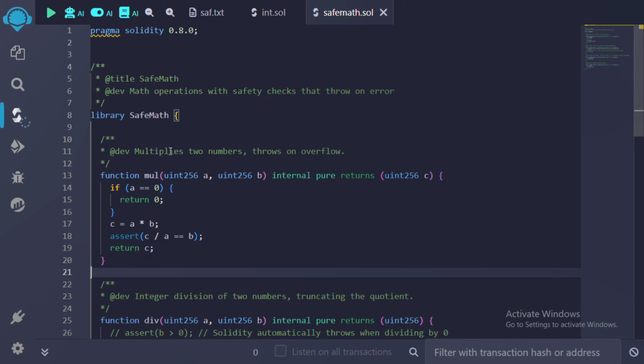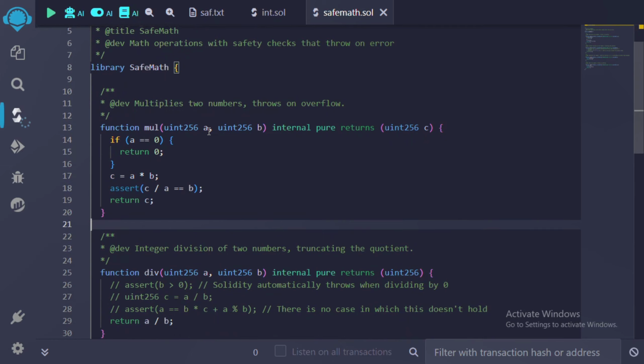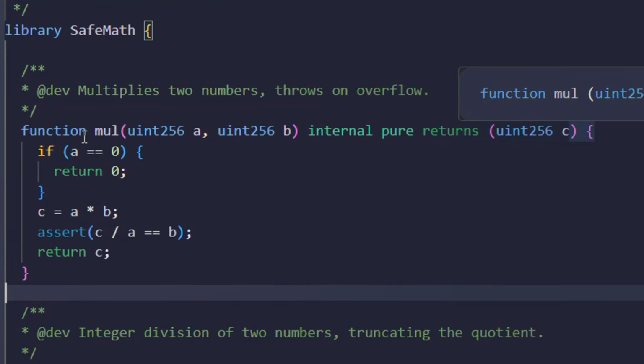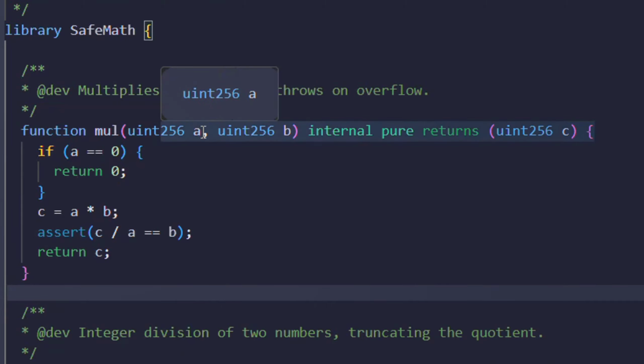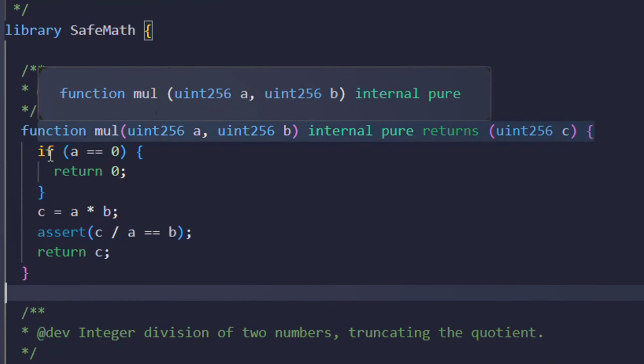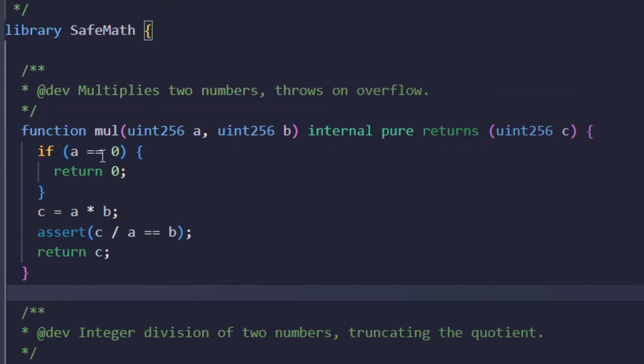So you can see here we have a function multiply, which takes in two parameters, a and b. It's internal pure, returns c. So it returns the result, which is c, the product of a and b. So if a equals 0, return 0. That means if we have 0 multiplied by any number, automatically it's 0, so we don't need to worry about that. That is what this if statement is saying.